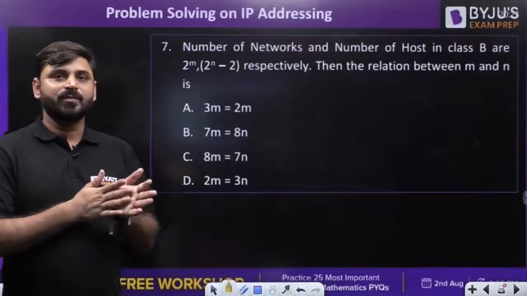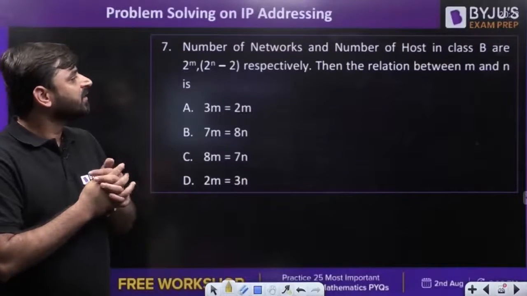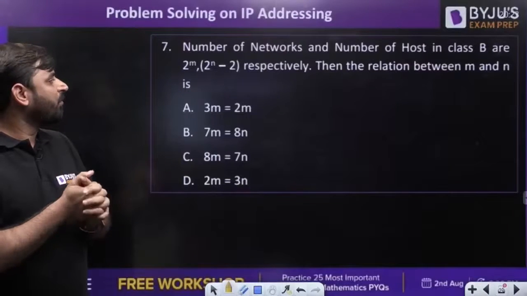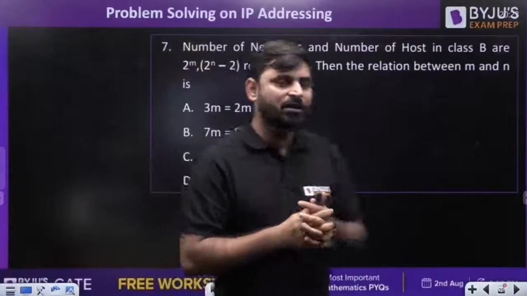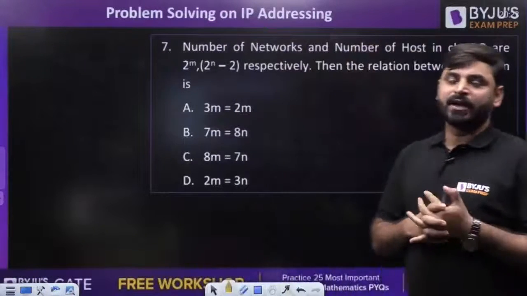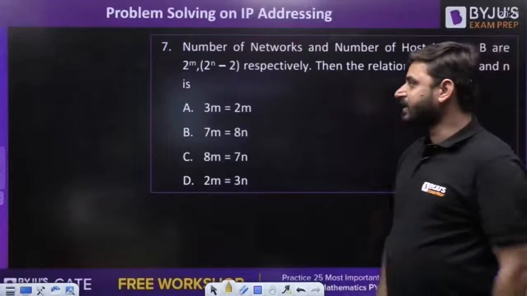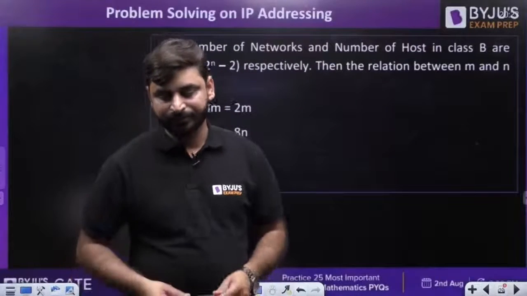Question number 7. The number of networks and the number of hosts in class B are 2 power m and 2 power n minus 2 respectively. Number of networks and number of hosts per network in class B. Tell me the correct answer for question number 7.